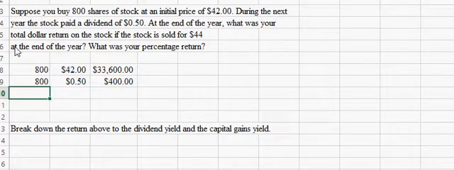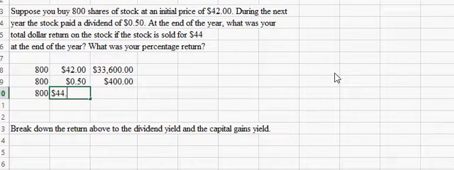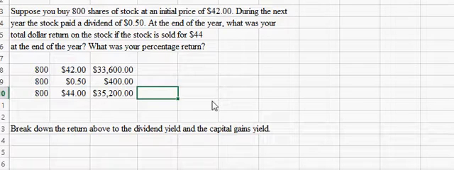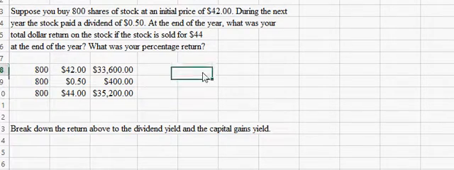And then finally, we're going to sell it at the end of the year for $44. So 800 shares at $44, we'll multiply that out. So we end up recouping $35,200 on our investment. So the first question is, what is our dollar return?